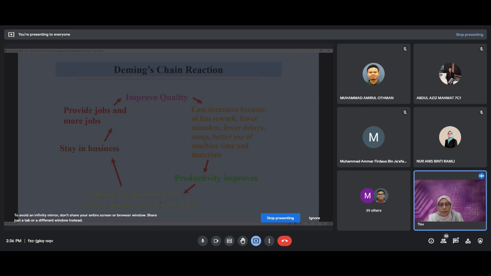in price. So when the manufacturer can produce good quality at a lower price, it will stay in the market, and thus it will expand the business and provide more and more jobs to the society. And this will go back to the improvement of quality. So this is the cycle, the change reaction, how the improvement of quality affects future jobs.